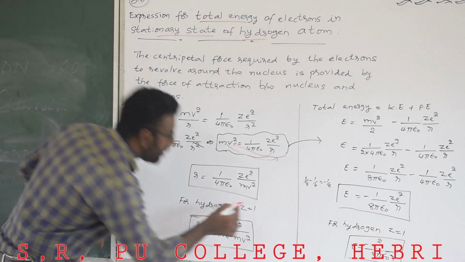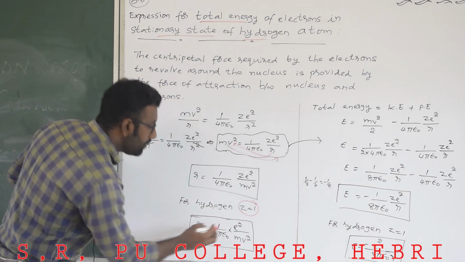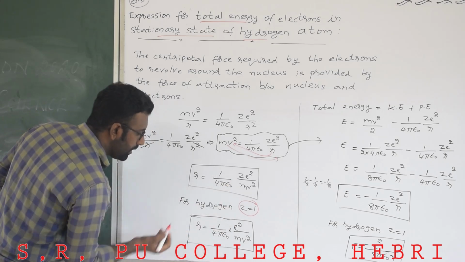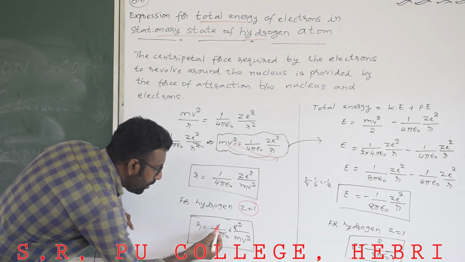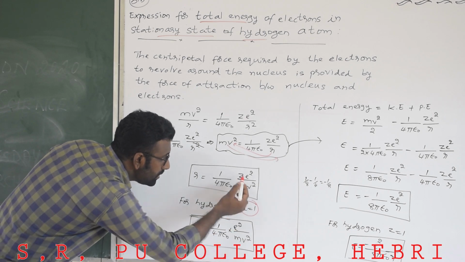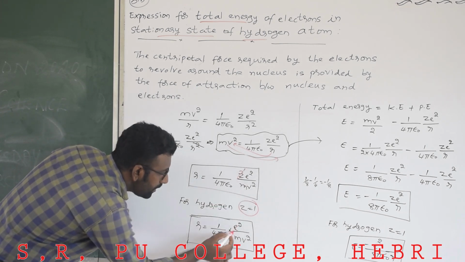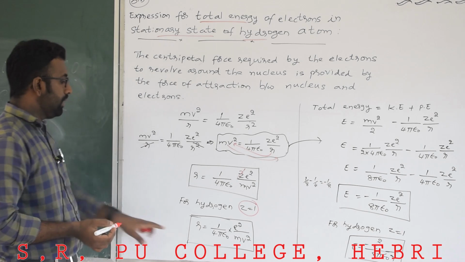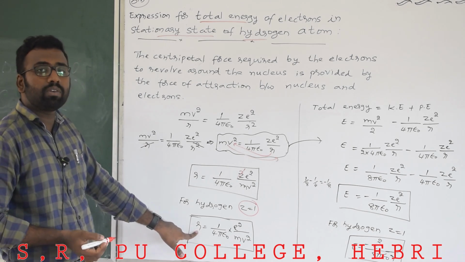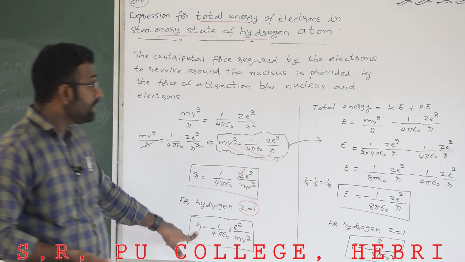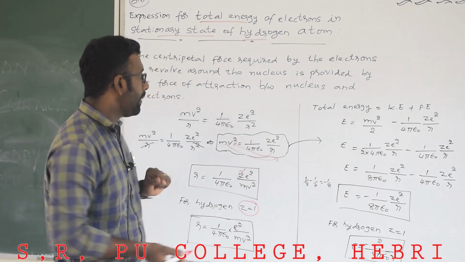Now we will find it for hydrogen atom. So you know, right, atomic number of hydrogen is 1. We will substitute Z is equal to 1 over here. r will be equal to 1 by 4 pi epsilon naught, Z goes to 1, e square divided by mv square. So this is the equation for radius of a hydrogen atom.